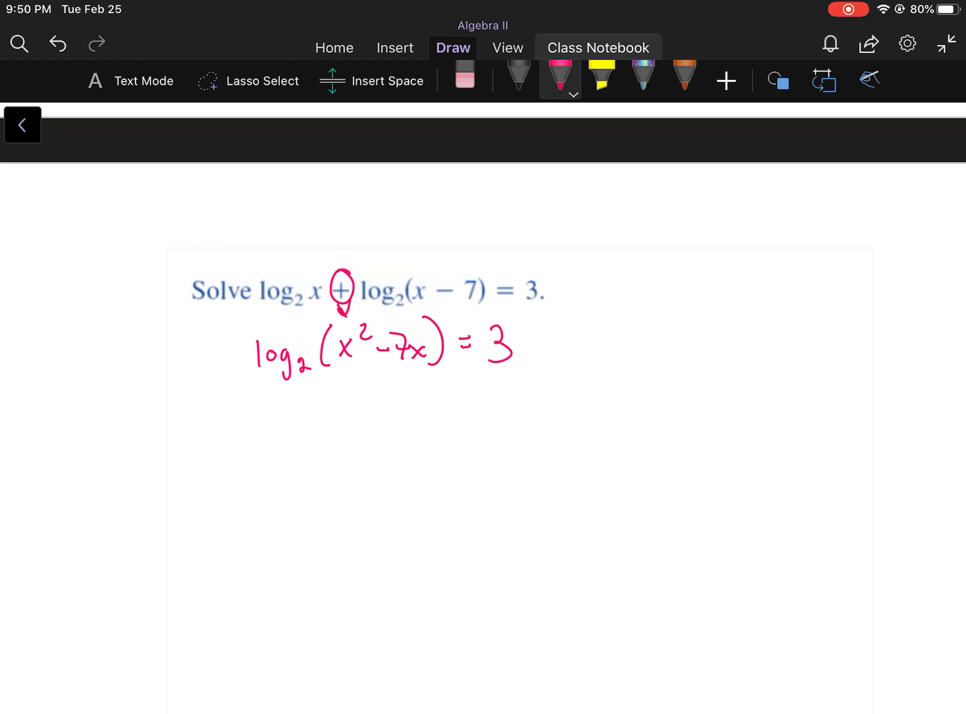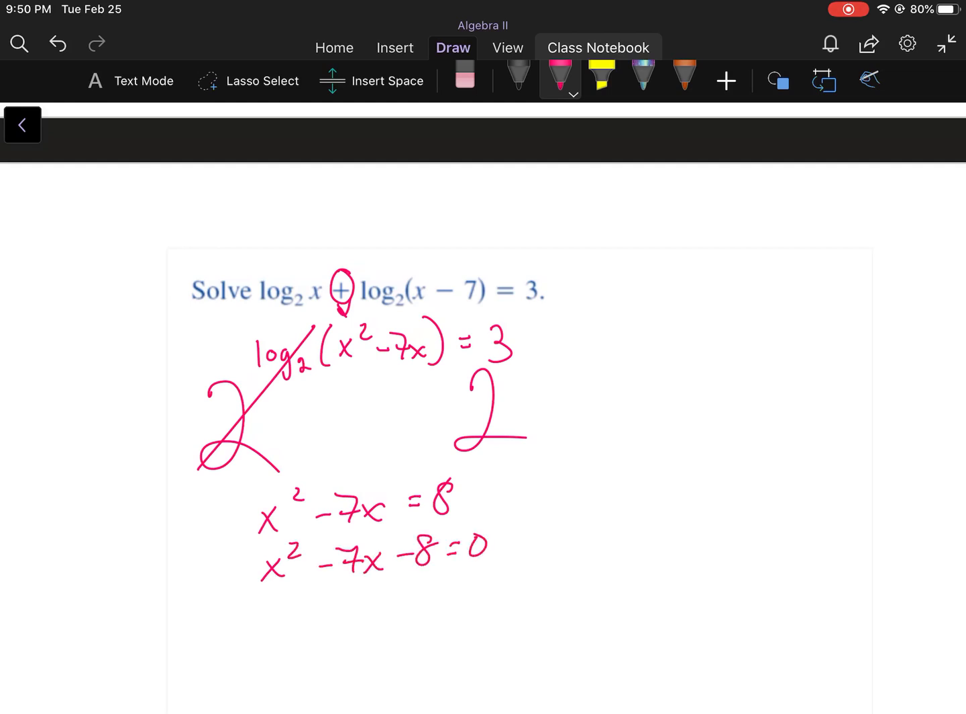But since it's not a log of both sides, what I'll do is make that an exponent with base 2. Because those cancel out, you get x squared minus 7x, and then 2 to the third, so 8. Subtract 8, so we get x squared minus 7x minus 8. Factor this: x minus 8, x minus 1. Sorry, take that back, x plus 1. Set those both equal to 0, so x is equal to 8 and x is equal to negative 1.